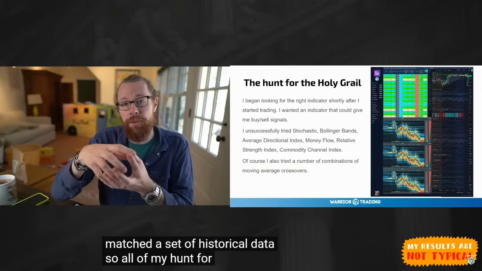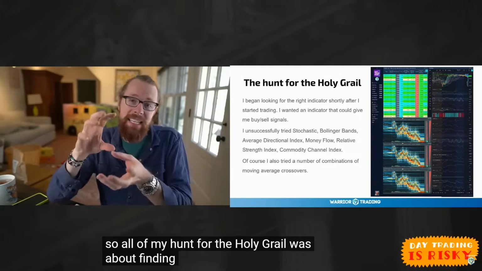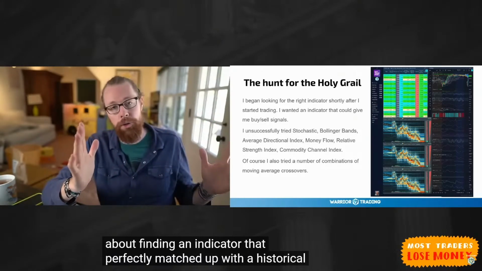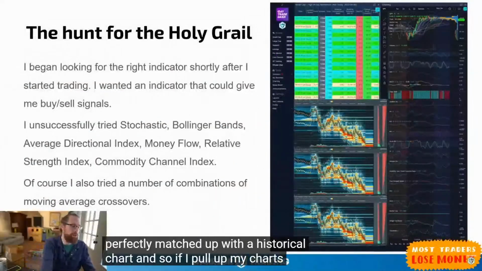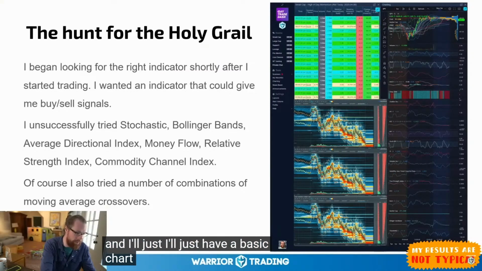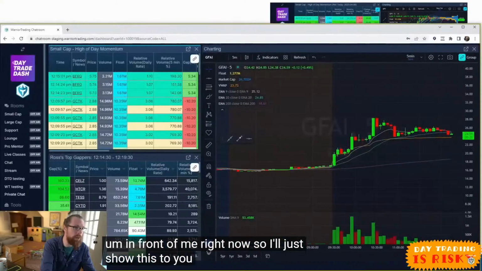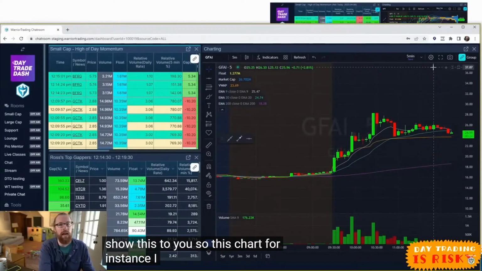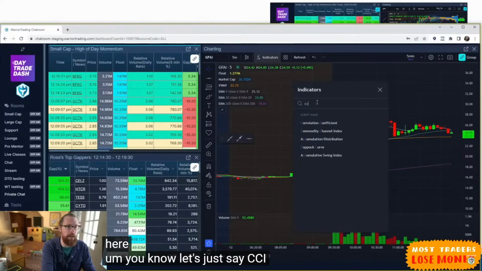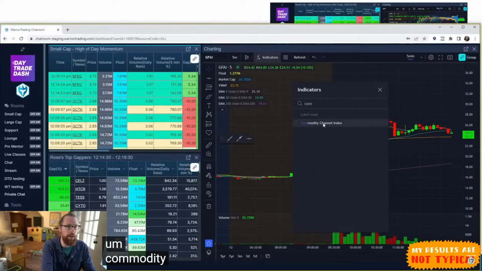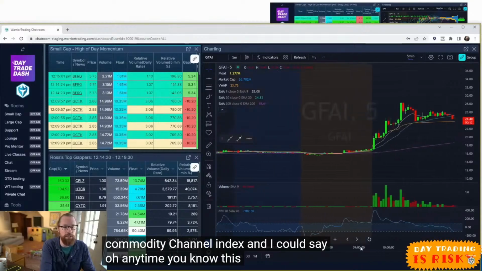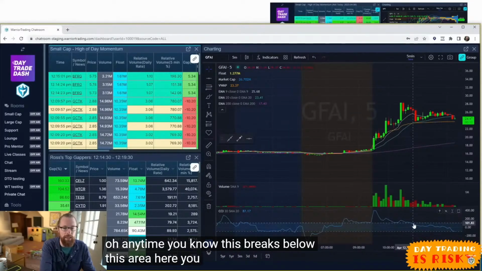So all of my hunt for the Holy Grail was about finding an indicator that perfectly matched up with a historical chart. And so if I pull up my charts right here, just for instance, I have a basic chart in front of me right now, so I'll just show this to you. So this chart, for instance, I could add an indicator on here. Let's just say CCI, commodity channel index.